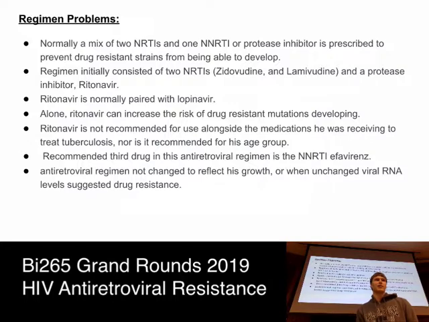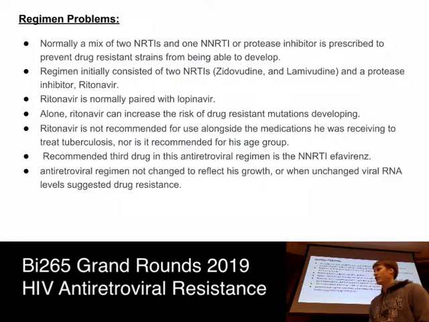However, ritonavir is not recommended as the third drug in this particular course for several reasons. One of which is that ritonavir on its own, when not paired with another protease inhibitor like lopinavir, has been shown to increase the rate of mutations among the virus. So this makes it more likely that drug-resistant strains will develop. And it is also not recommended for use alongside the medications he was receiving to treat his tuberculosis, nor is it recommended for his age group, as it is relatively unpalatable and children tend to dislike it, making them less likely to adhere to their treatment.